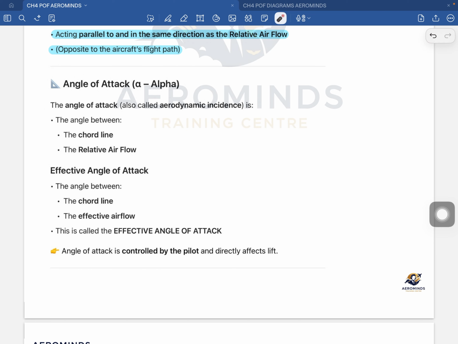When the pilot pulls back on the control column, the angle of attack will increase. And when the pilot pushes the control column forward, the angle of attack will decrease. Okay. Angle of attack directly affects your lift.